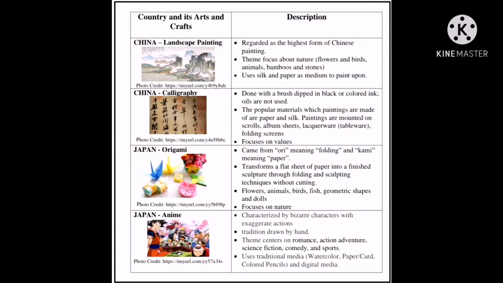Next, we have anime. It is characterized by bizarre characters with exaggerated actions, meaning they have their own remarkable characters. In Japan, the tradition is drawn by hand. The themes center on romance, action, adventure, science fiction, comedy, and sports. They use traditional media, such as watercolor, paper or card, colored pencils, and digital media.